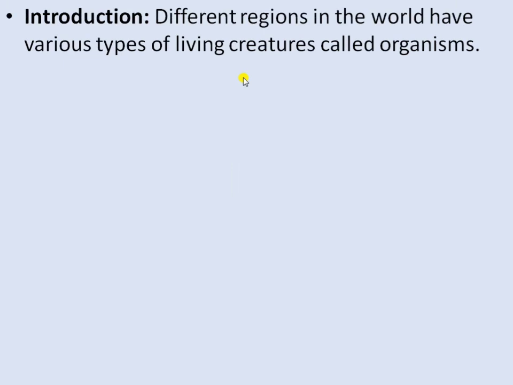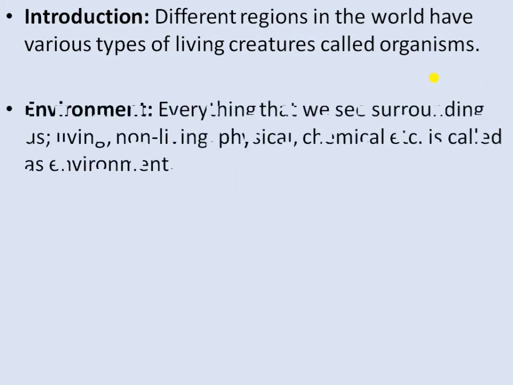Okay, moving on, the next topic is the introduction to living organisms. What are organisms? The various types of living creatures in the different regions of the world are called organisms. Next is the environment. Everything we see surrounding us, whether living or non-living, physical and chemical things, is called the environment.